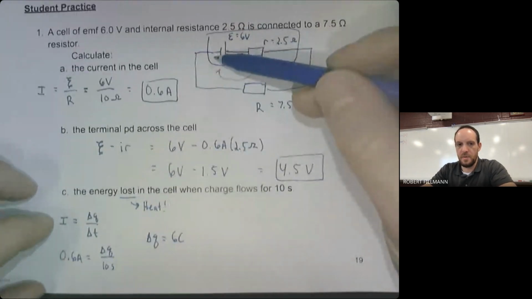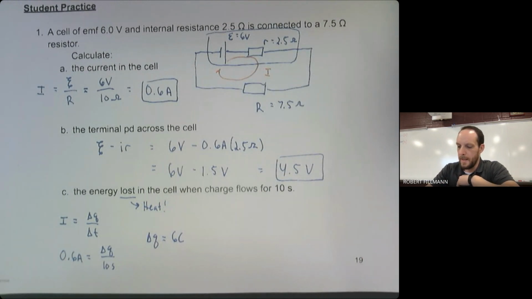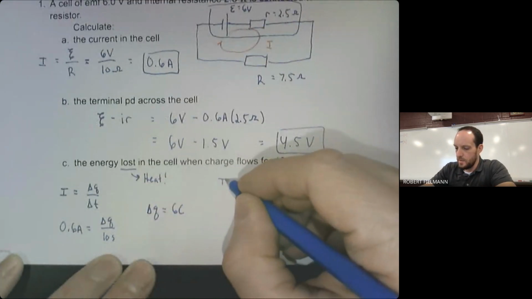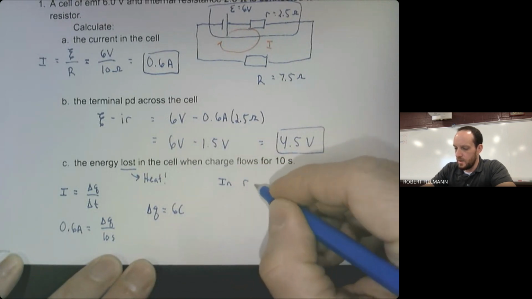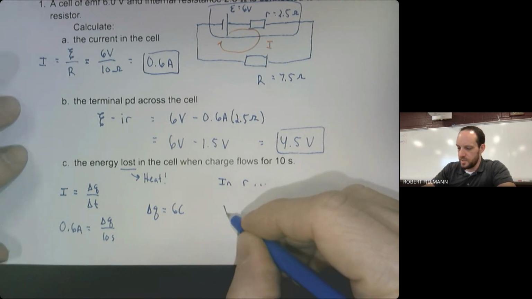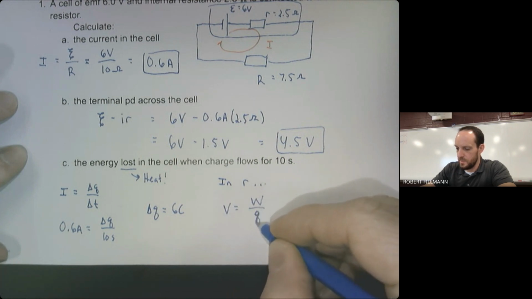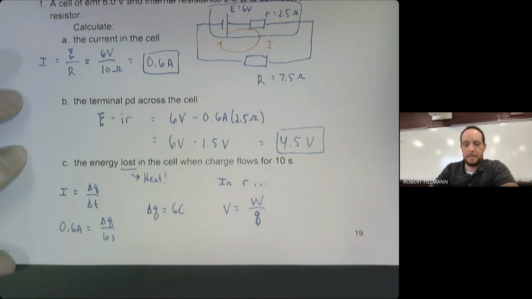It moves through the chemical reaction in the EMF. It moves through the internal resistance. It moves through the load. Now, I don't care about the place where it's being wasted. That wasted energy is inside the load. It's the internal resistance. So I need to look particularly in little r. And in little r, what I can do here now is I can use this expression that V equals W over Q. So this is the relationship between voltage, work, and charge.